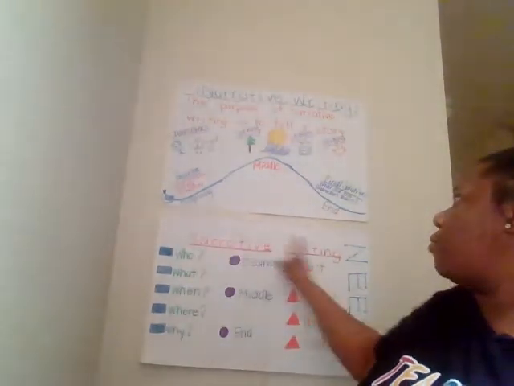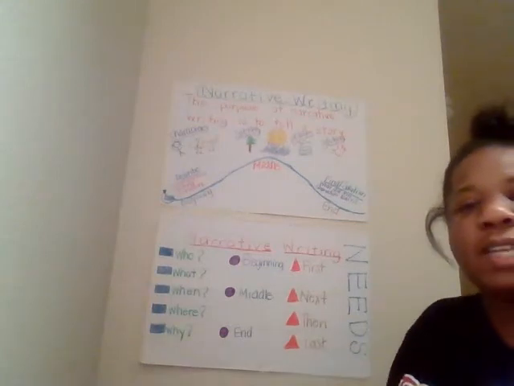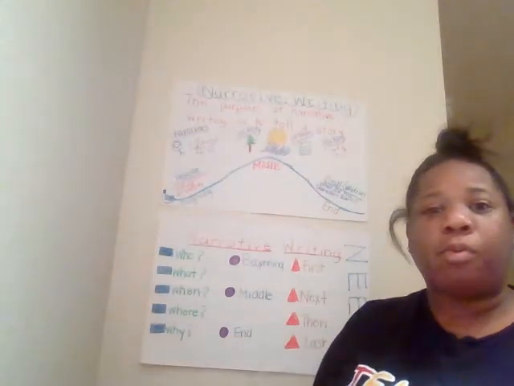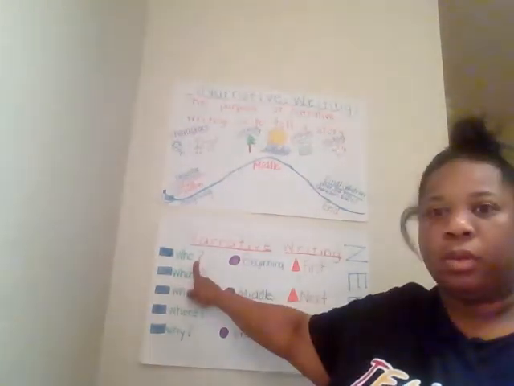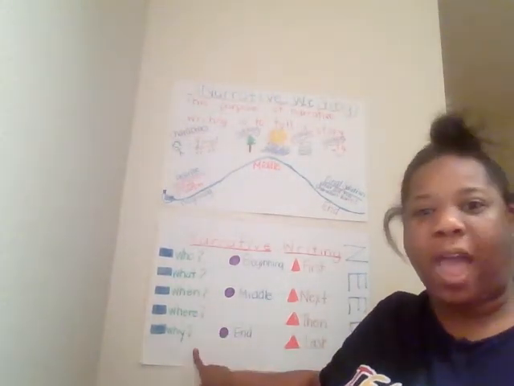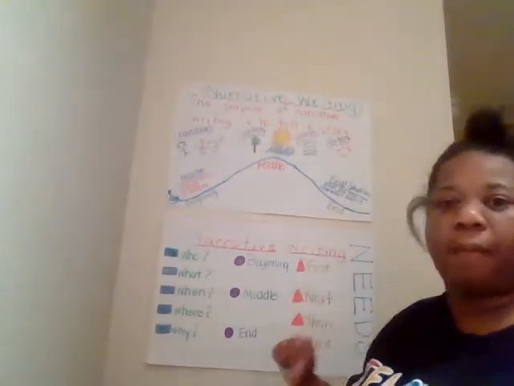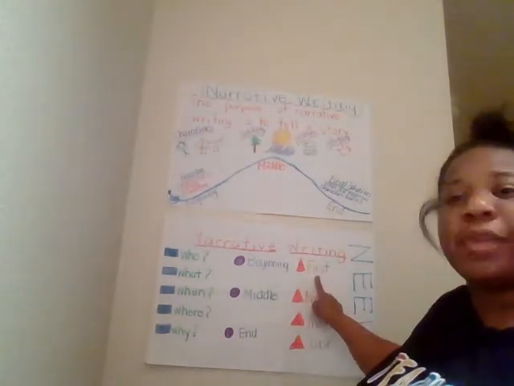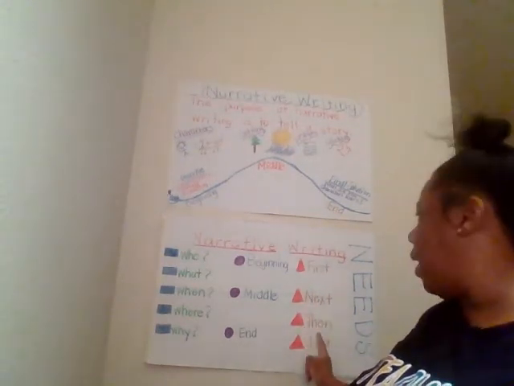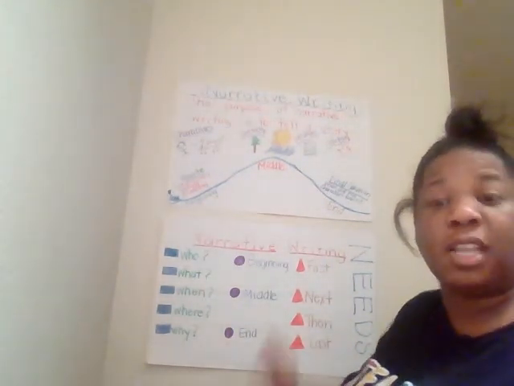Let's talk about narrative writing some more. Narrative writing has needs. What does it need in order to be narrative writing? One of the most important things it needs is a who, a what, when, where, and why. It also has to have the beginning, middle, and end, like we discussed at the top. Also, transitional words. What happened first? What happened next? And what happened then? And lastly, the solution.